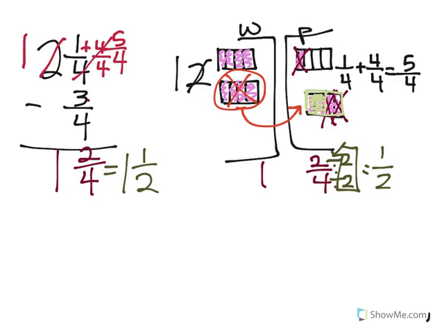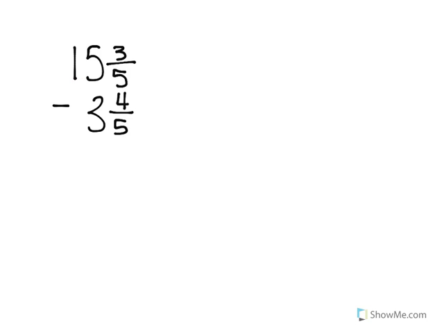Okay, we're going to move on to another problem. I'm not going to make us do models this time, but we're going to do 15 3/5 minus 3 4/5. The first thing I'm going to do is subtract my parts, like I would on a regular subtraction problem, where I start on the right. I know my denominator is 5, and I do 3 minus 4, but wait, I can't do 3 minus 4. So I'm going to have to borrow, just like when you're subtracting regularly.